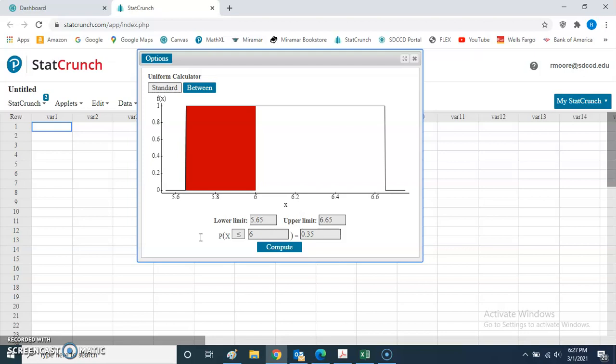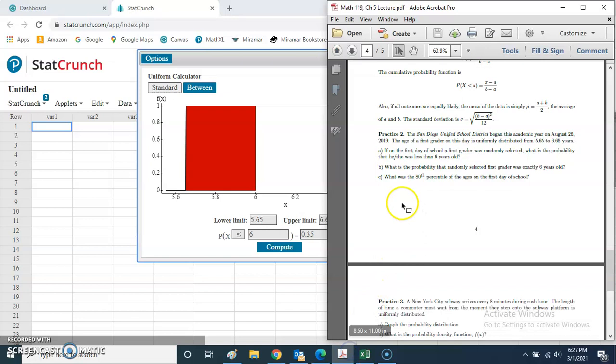That's just physically impossible. It's just not going to happen that they would turn 6 at the exact same instant. They're either going to fall on the left or the right. So we just know that that answer is 0. There's nothing to compute. But part C, we can certainly do.